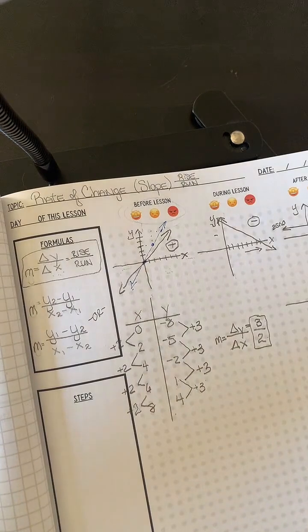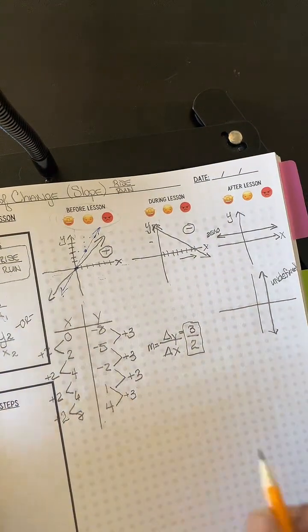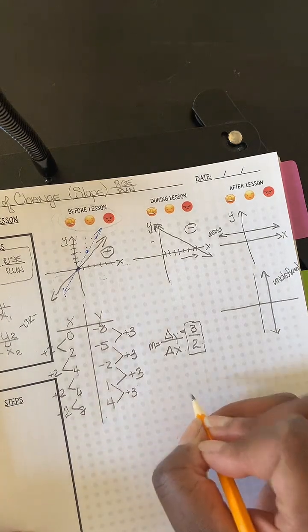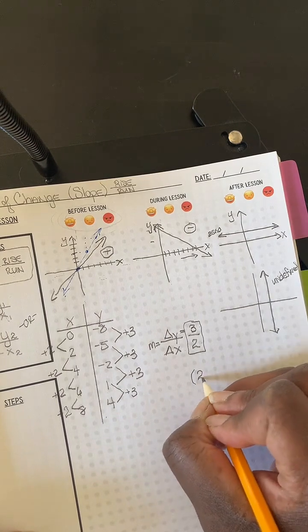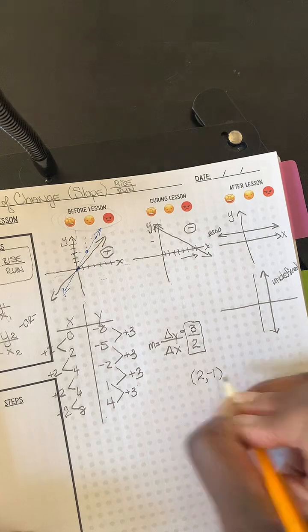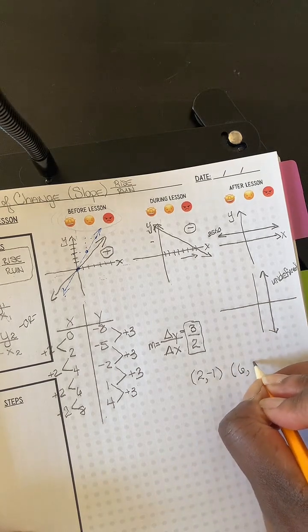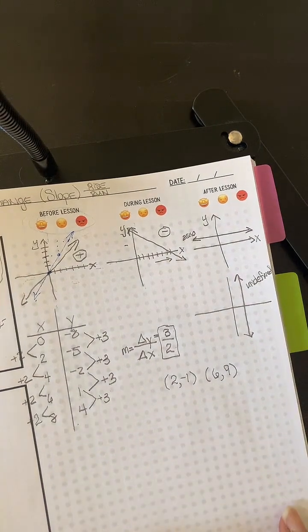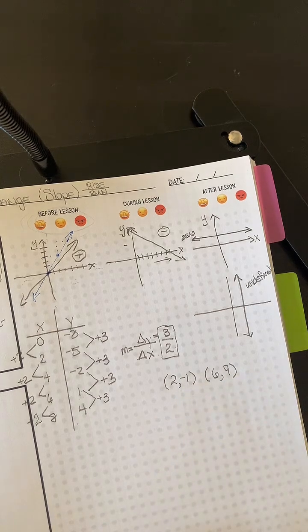So let me kind of shift us a little bit. So if I gave you 2 points, let's just say I give you 2 and negative 1. And I also give you 6 and 9. Why not? Okay. So they give us 2 coordinates of a point that's supposed to go in this grid.